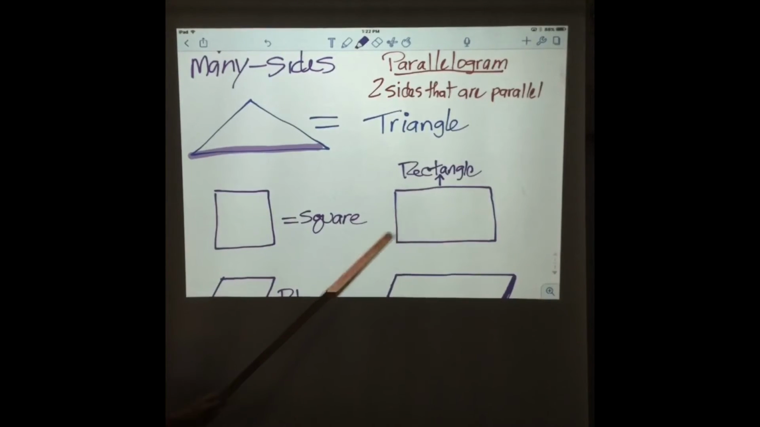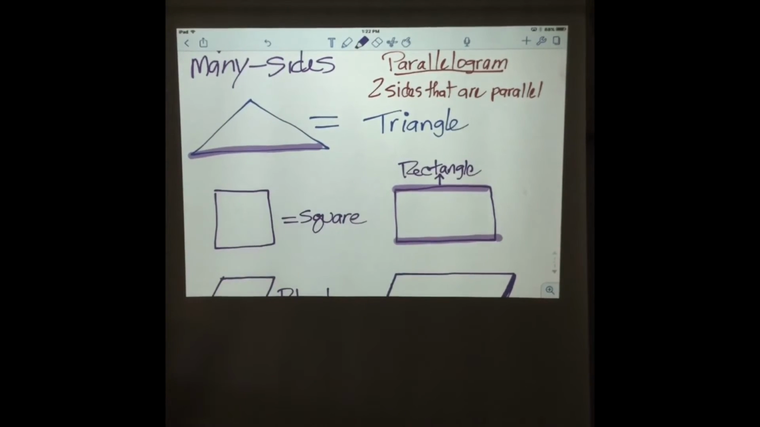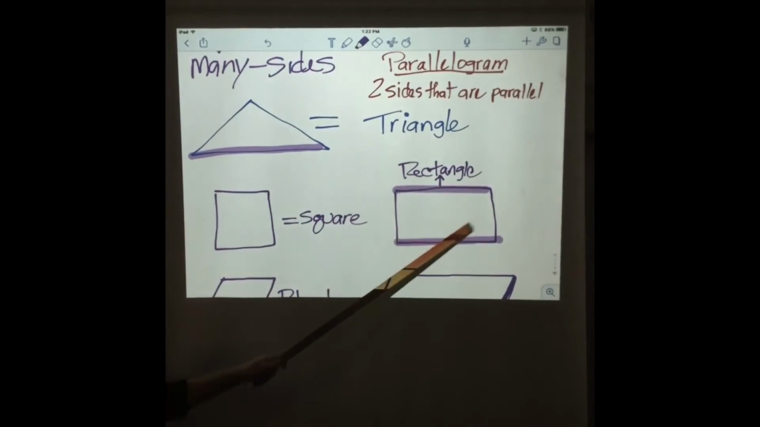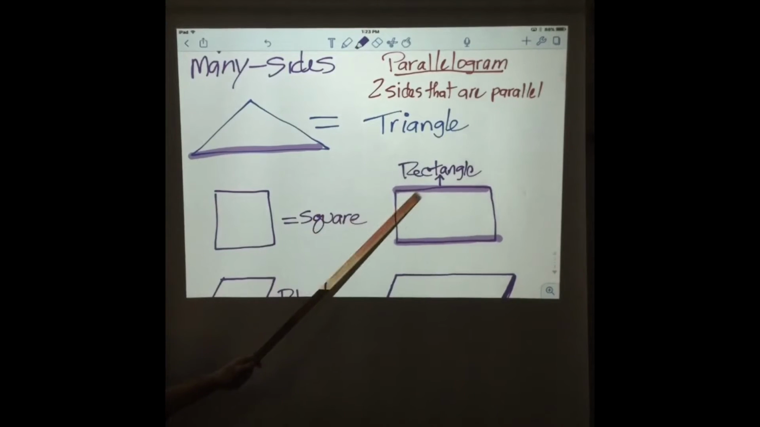What about this one? This is a rectangle. Why is it a rectangle? Well, if you notice, this side is longer than these sides. Do you see that they're longer? So is this a polygon? Yes, because it has 1, 2, 3, 4 sides. Is it a quadrilateral? Yes, it's got 4 sides. Is it a parallelogram? Yes, it has one set of sides that are parallel. So, are you with me so far?